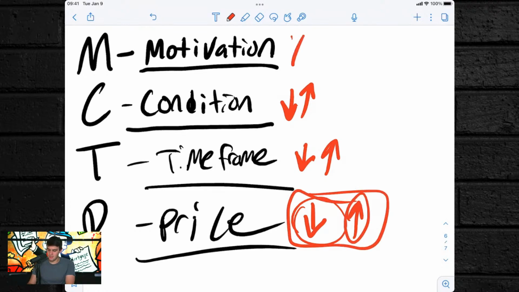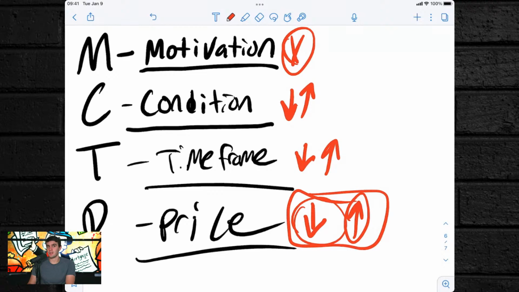But motivation, I can't make somebody more motivated or less motivated to sell the house. I can't put a lien on their house. I can't make them go into credit card debt. I can't bring somebody back to life. I can't do this stuff. I can't make them not arrested for their 7th DUI, which I've had sellers like that.